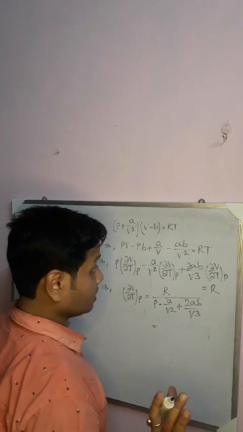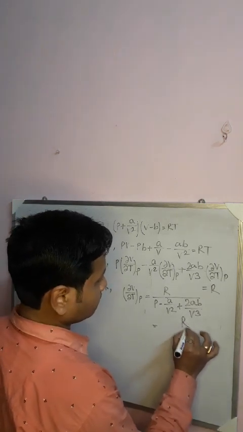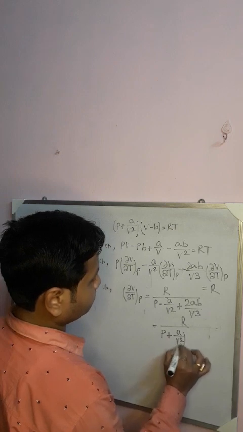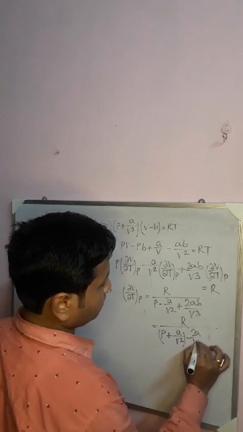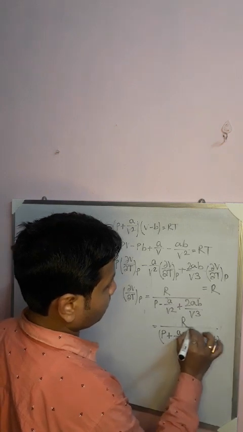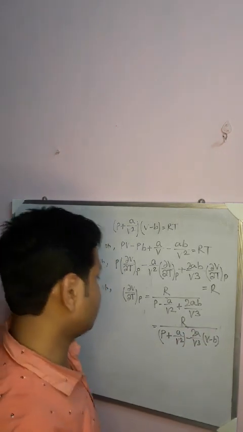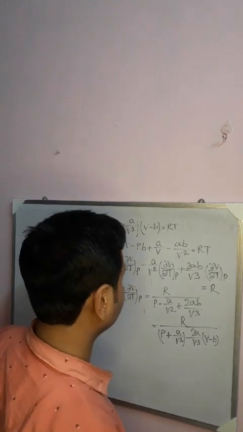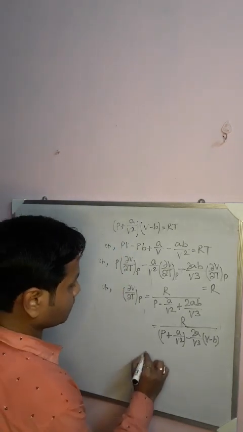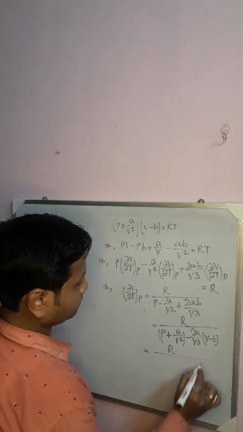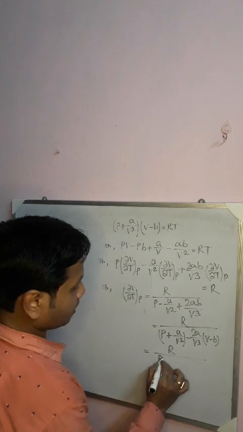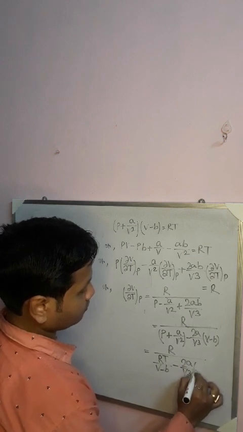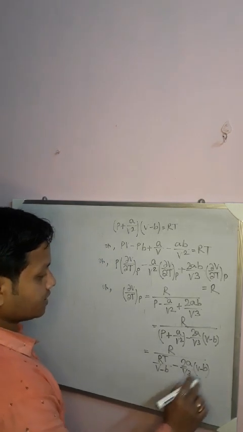Kindly ignore the noise which is coming from outside. So you can write this term as P plus A by V square minus 2A by V cube into V minus B. Now you substitute P plus A by V square as RT upon V minus B, minus 2A by V cube into V minus B. So you can write it up to this.